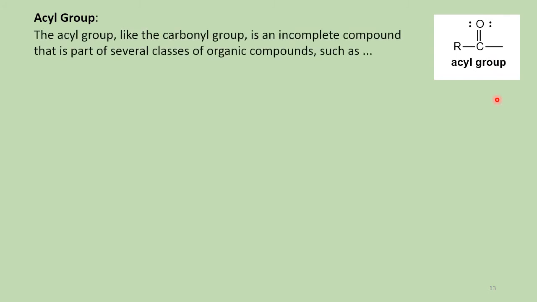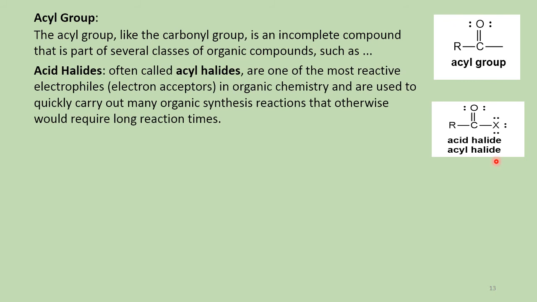Next group is an acyl group, R carbonyl something. The acyl group, like the carbonyl group, is an incomplete compound. That is, it's part of several classes of organic compounds, such as the acid halide, also known as the acyl halide. Now, acid halides, they're one of the most reactive electrophiles, electron acceptors in organic chemistry, and they're used to carry out very quickly a lot of organic reaction syntheses that otherwise would require long reaction periods.